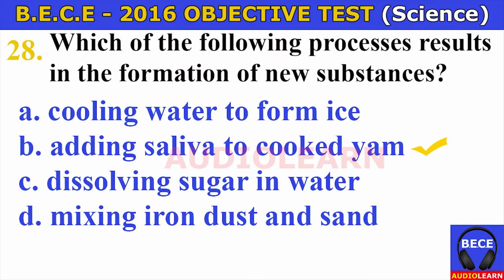Number 28. Which of the following processes results in the formation of new substances? A. Cooling water to form ice. B. Adding saliva to cooked yam. C. Dissolving sugar in water. D. Mixing iron dust and sand. And the answer is B. Adding saliva to cooked yam.